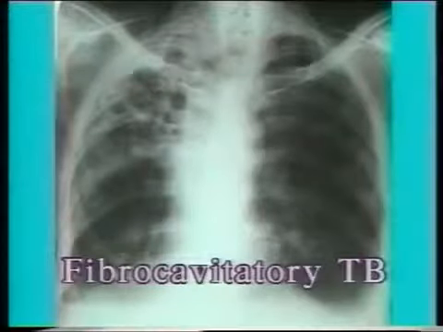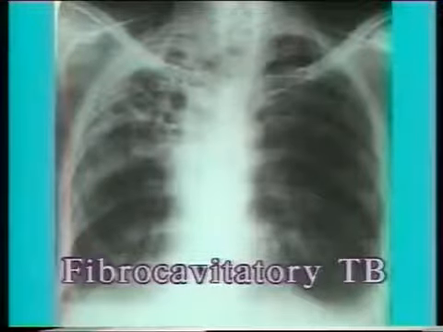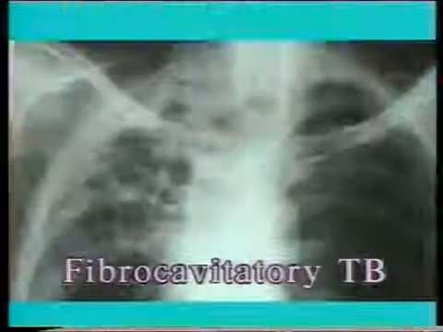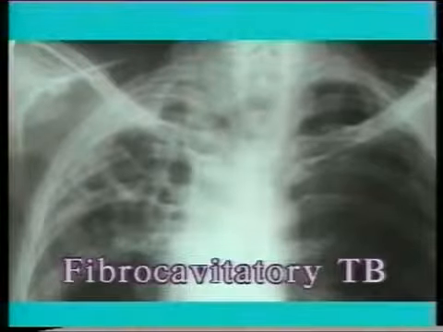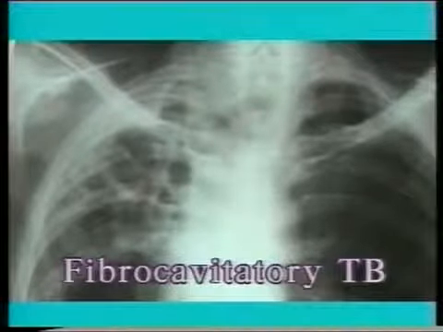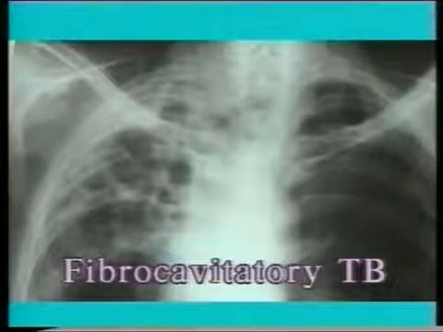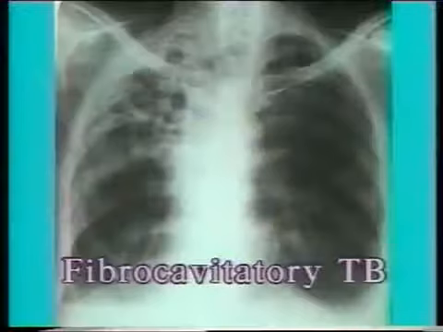This is an X-ray of fibrocavitatory lesion on the right side with compensatory emphysema on the left. Note the multiple cavities and fibrosis in the right upper zone with the trachea pulled towards the lesion due to fibrosis, while the opposite lung is hypertranslucent due to compensatory emphysema.